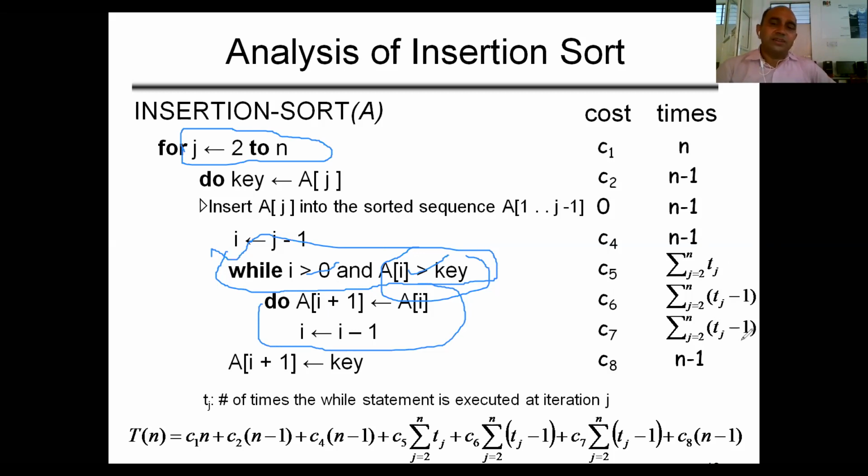The logic behind this is that if the loop is executing tj times, then its body will be executing one less time than the loop. Now, the last line does not come under this while loop. It is under this for loop, so it is executing n minus 1 times. Now, to calculate the total cost, we take the sum of these costs, because the total cost of line 1 will be c1n, then c2 times n minus 1. So we are taking the sum of these lines here.